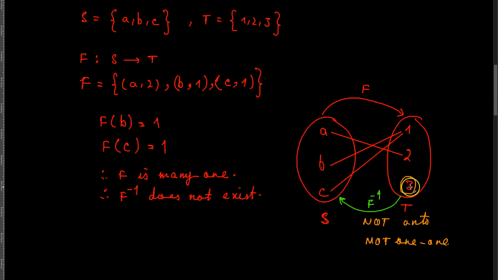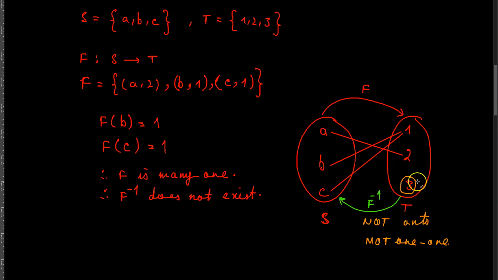Meaning that f inverse would not be a function in the first place, because for f inverse to be a function, all of these elements must be the preimage of some element in the codomain of the function. Meaning that for f inverse, this becomes the domain, this becomes the codomain, right? And so every element in the domain of the function has to be the preimage of some element in the codomain. First of all, 3 is not the preimage of any element here, so this f inverse would not be a function in the first place.